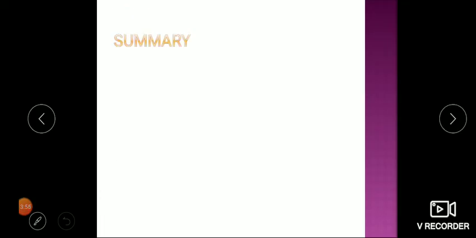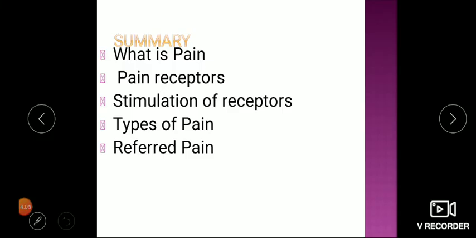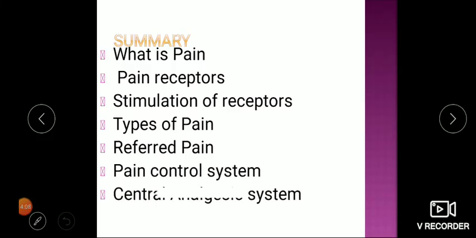So to summarize, in these 3 lectures what we have learned: what is pain, what are the pain receptors, stimulation of receptors, types of pain, referred pain, pain control mechanism, and central analgesic system. So here we are finishing the physiology of pain. I have given you a gross idea. Go through it. Pain is basically the biggest topic. Pain is the main bread and butter of a physician. A patient comes to a doctor mainly for pain. So we can do a PhD in pain. Sky's the limit. I have given you a gross idea. Go and read and try to find more on this.